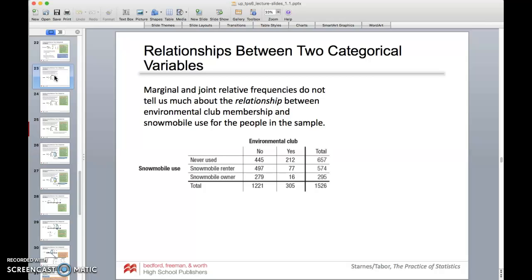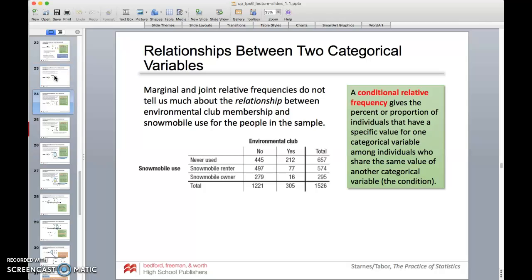Because marginal and joint relative frequencies don't really tell us much about the relationship between them. So we're going to use some other measures here called a conditional relative frequency. It gives the percent or proportion of individuals that have a specific value for one categorical variable among individuals who share the same value of another.